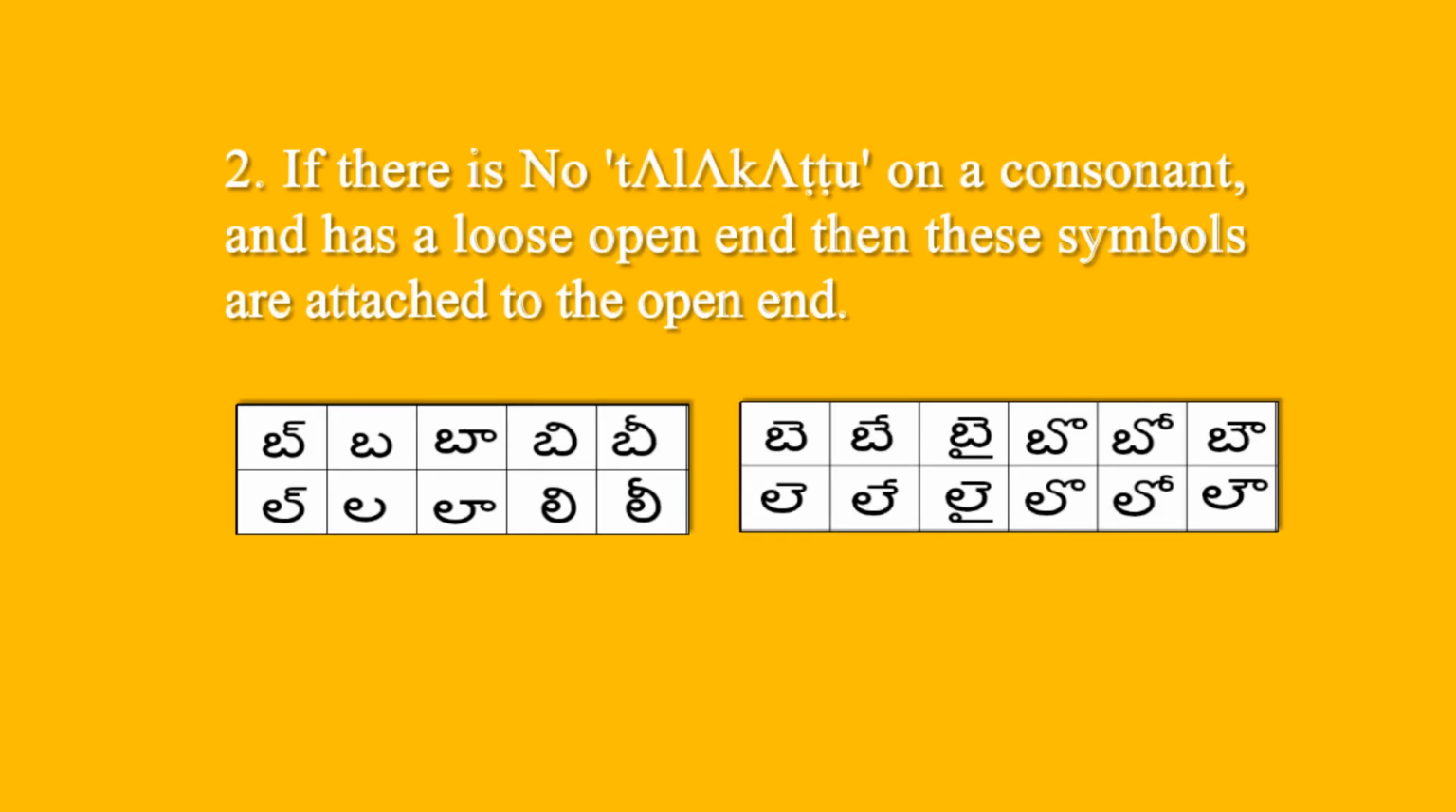And if there is no talakattu, where do these symbols go? If there is no talakattu on a consonant but there is a loose open end, then these symbols get attached to that loose open end. See the tables here. The consonants B and L do not have any talakattu, so these 10 symbols will get attached to the loose open end.